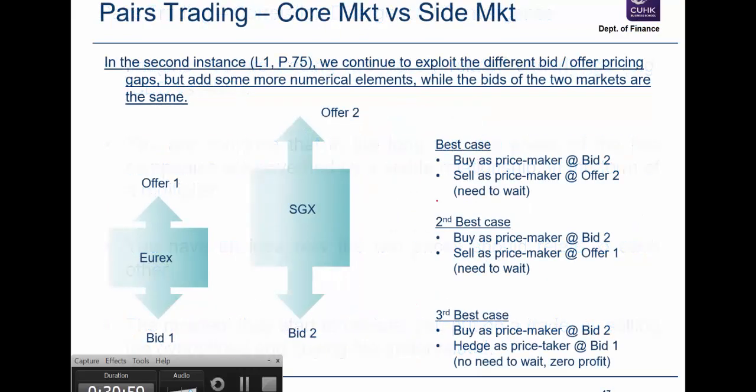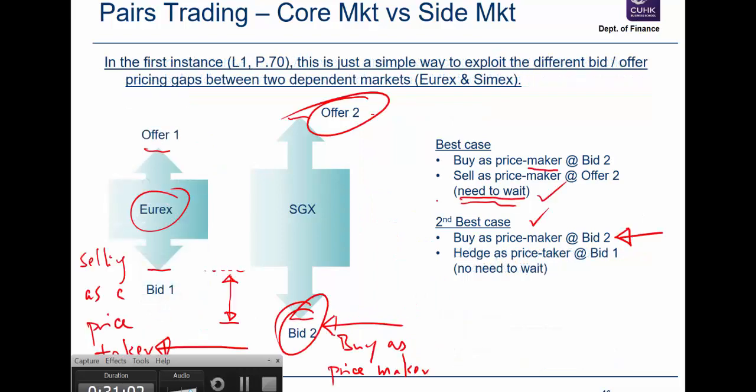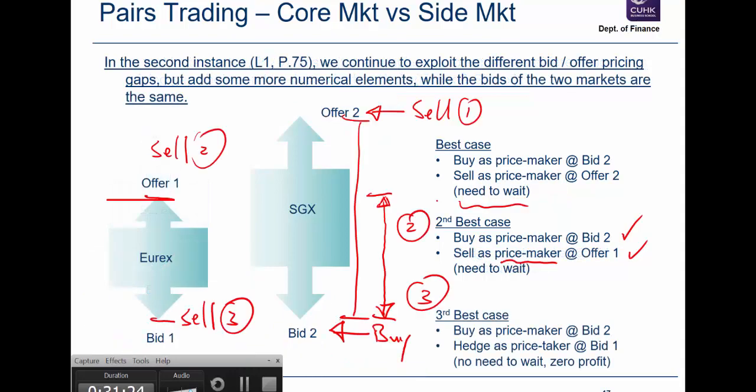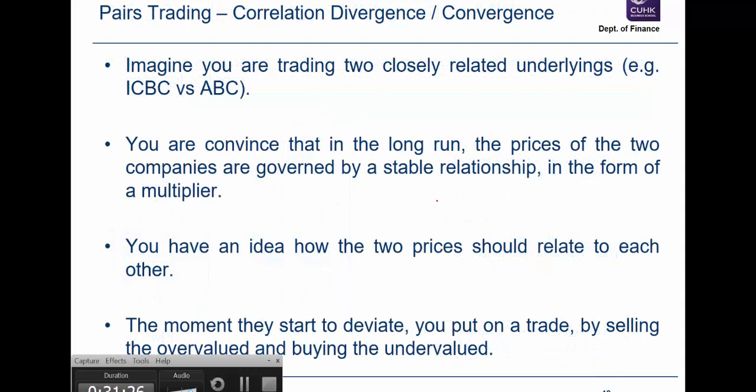Now, first of all, let me take one step back. This is actually just trading practically the same thing in different exchanges. So it is closer to the idea of an intermarket arbitrage. Now the next example, which is what we call pairs trading. The idea here actually is a little bit different.